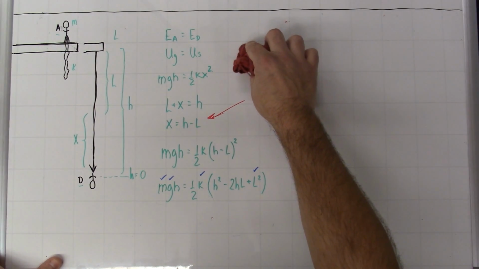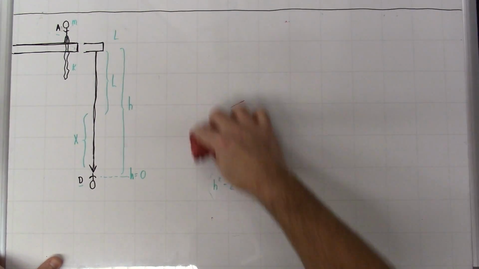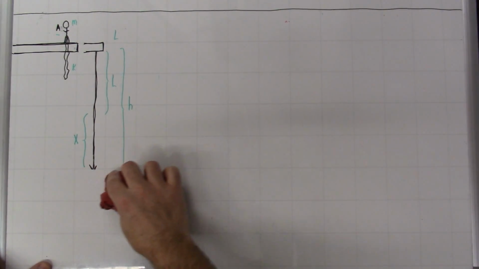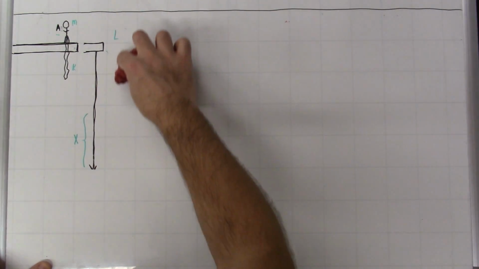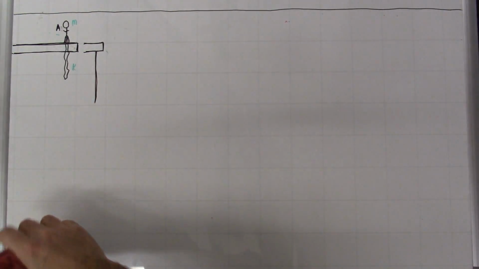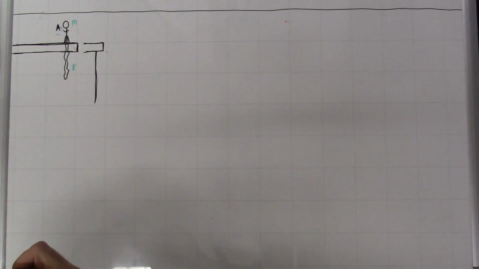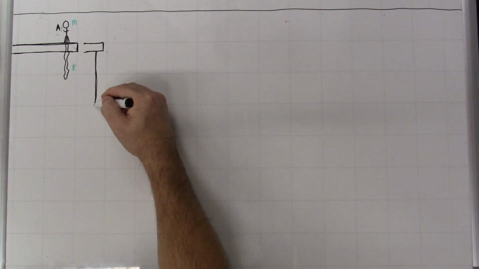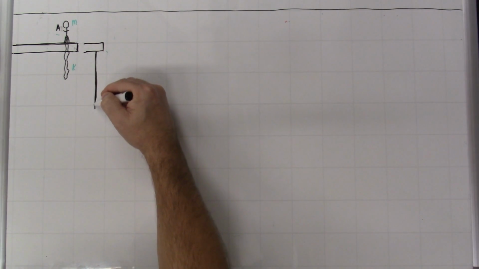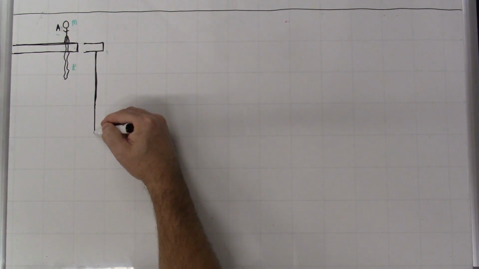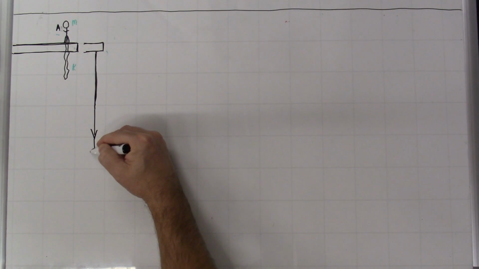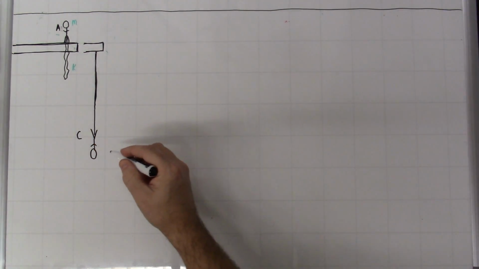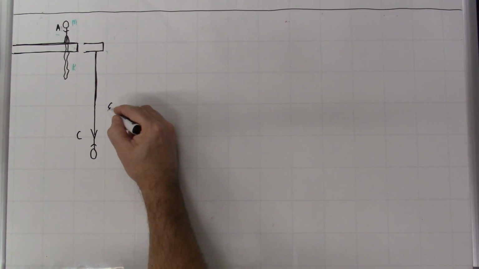So let's reset this problem. We're going to go back and look at this problem and see if we can figure out what's going on. The bungee jumper falls the rest length L and then stretches just enough to reach equilibrium. We're going to call this point C. So this point is C. We call this equilibrium.